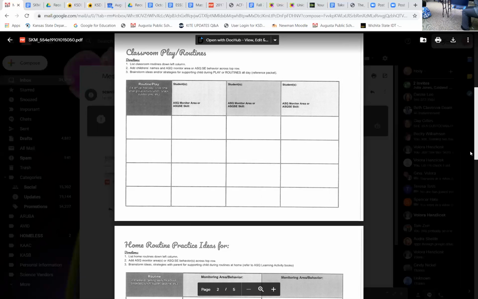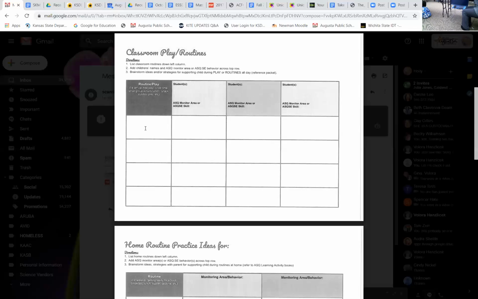So think about the routine time that you have built into your day, and then think about the types of things you could do within that time frame to help build or develop those deficient skills. So you put those routines down on the side. If it's free play time, or if you have a free play center, and if you don't, you should really work to try to figure out how you can schedule that in.